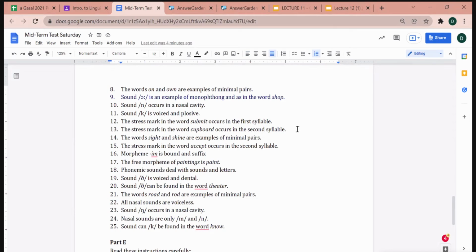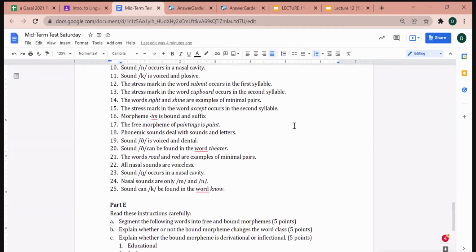Number 14. Incorrect, I believe. We can't compare things that are really different, like sight and shine, which are two distinctive words that are compared. They are very different. Number 15. Correct. Second syllable. Pronunciation: accept.